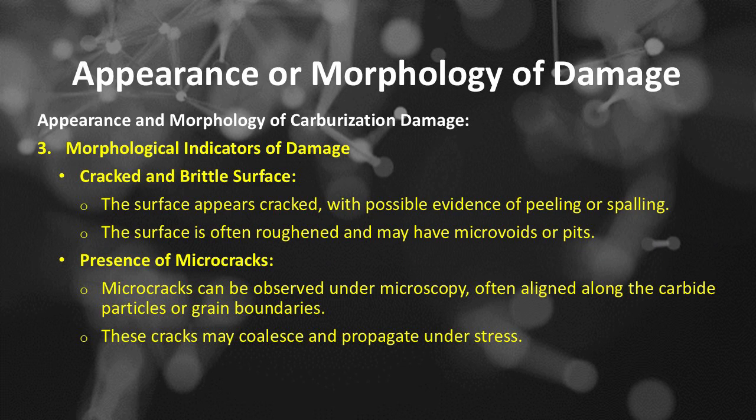Number 3 of appearance and morphology of carburization damage is morphological indicators of damage. The first of it is cracked and brittle surface. The surface appears cracked, with possible evidence of peeling or spalling. The surface is often roughened and may have microvoids or pits. The second of morphological indicators of damage is presence of microcracks. Microcracks can be observed under microscopy, often aligned along the carbide particles or grain boundaries. These cracks may coalesce and propagate under stress.